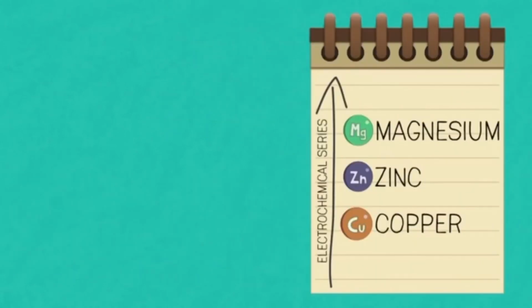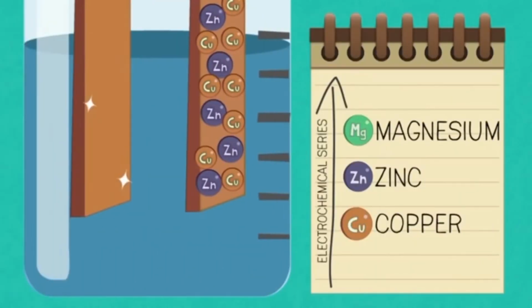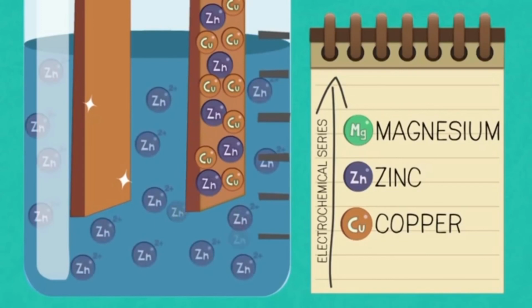Metals above copper in the electrochemical series, like zinc, will form ions at the anode and dissolve into solution. The copper sulfate solution has to be replaced if the concentration of zinc ions becomes too high.